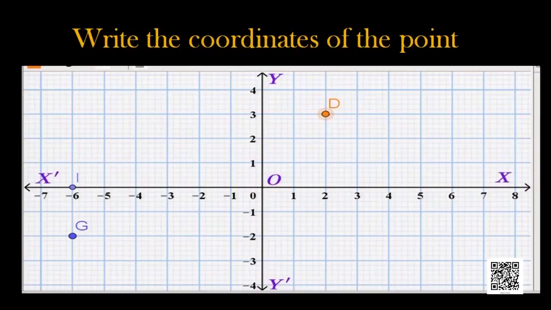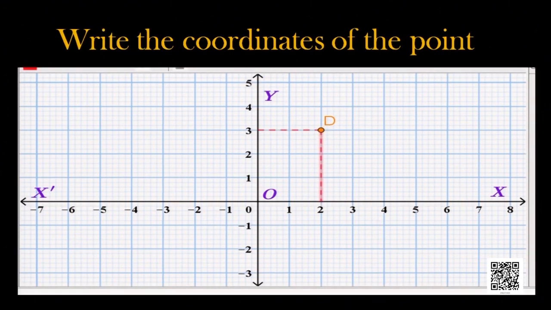And you may see that it belongs to which quadrant? This is in the first quadrant. So here x is positive and y is also positive. So what is the distance of D from the y-axis and x-axis? You see here, the distance of D from the y-axis is 2 units and the distance of D from the x-axis is 3 units. So the coordinates of D are 2, 3.